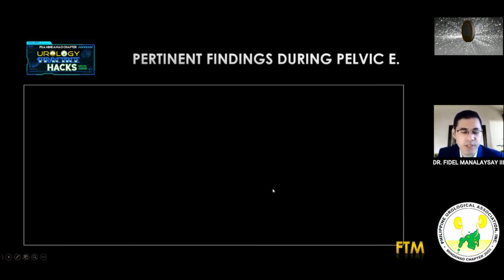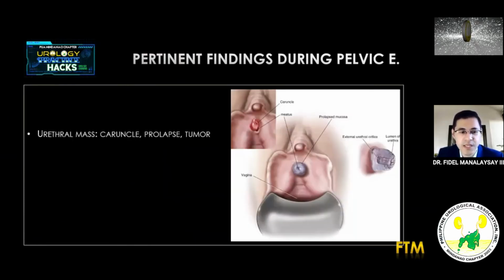So during pelvic exam, what are the pertinent findings to look for? If the patient has a urethral mass, we should differentiate either caruncle, which is this one, or a prolapse. The difference between a caruncle and a prolapse: caruncle has a one-sided protrusion, usually the posterior wall of the urethra, while in the prolapse, it's usually circumferential. The whole part of the urethra is outside. And of course, if there's a mass in the urethra, we should always rule out the presence of tumor.